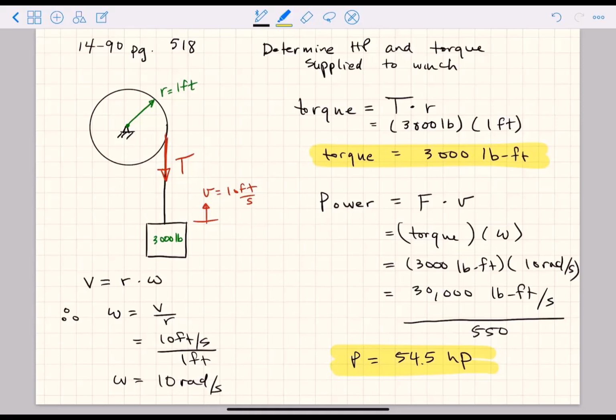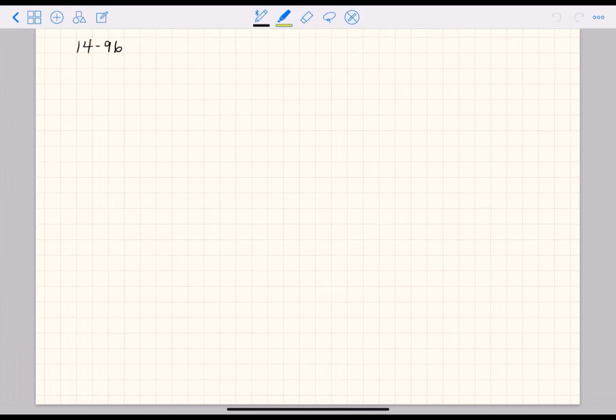All right, so let's look at one more here. We're going to look at 1496, and this can be found on page 519. Now this one includes power, but it also includes efficiency. And this will end up covering pretty well all the equations.